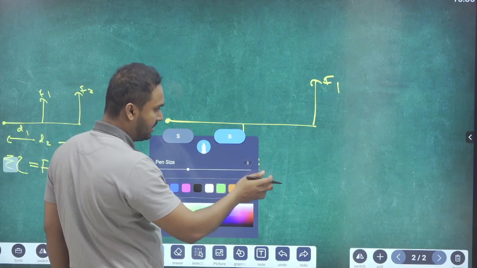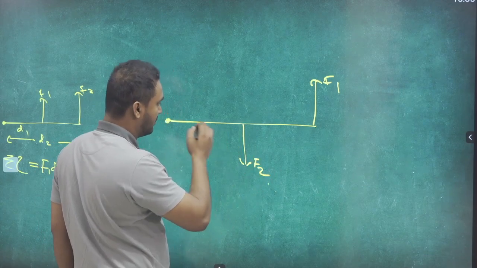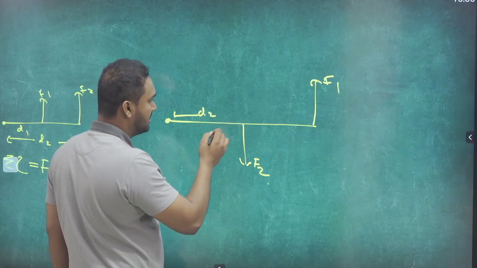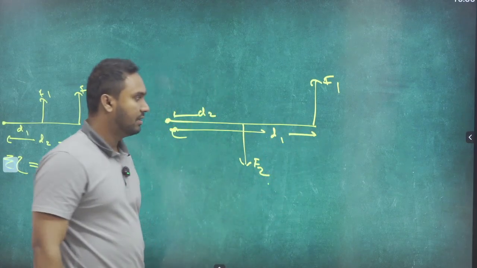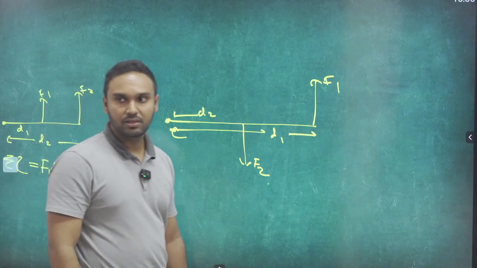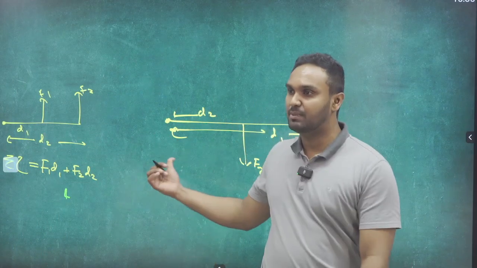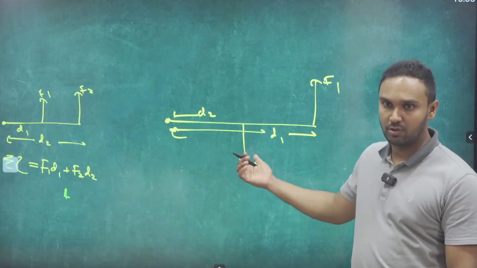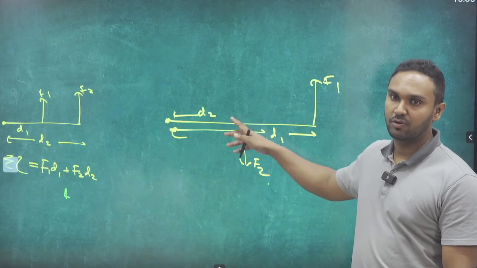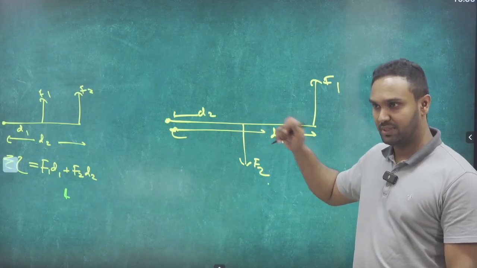The other one is acting downwards, F2 in a d2 distance. Here the length is d1. Now tell me, what would be the resultant torque? Would this be speeding or slowing? This would be slowing, right?